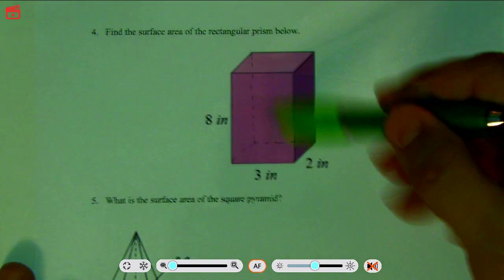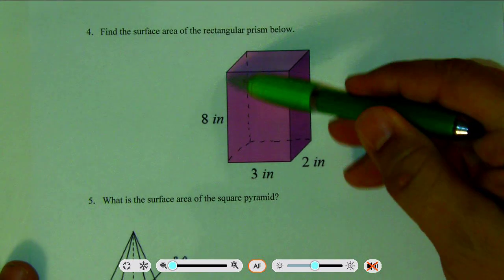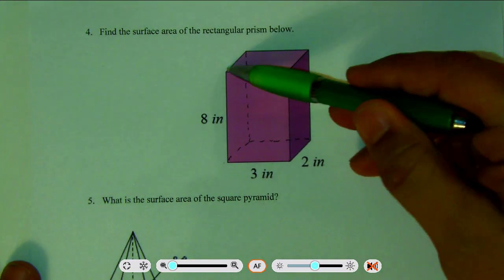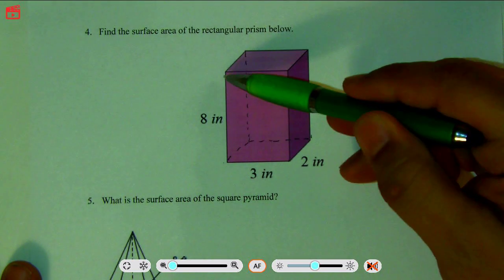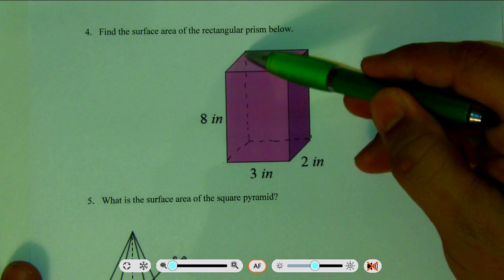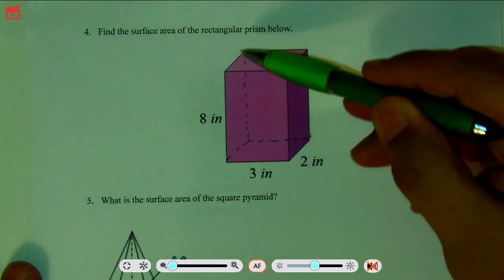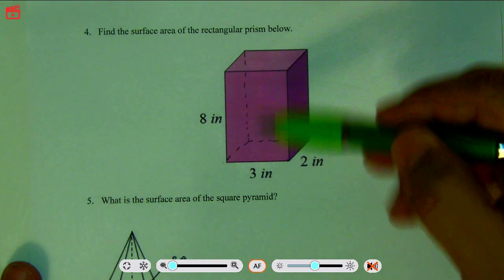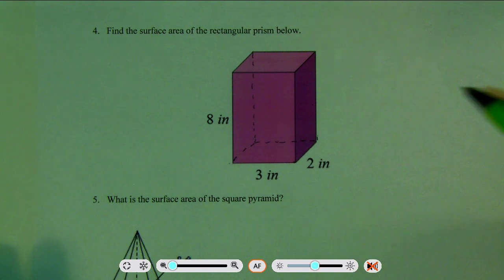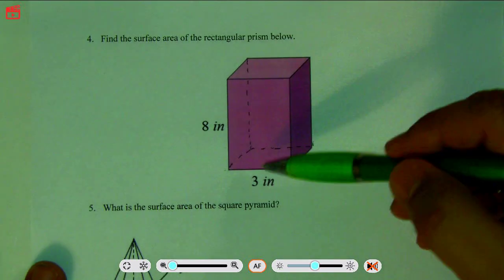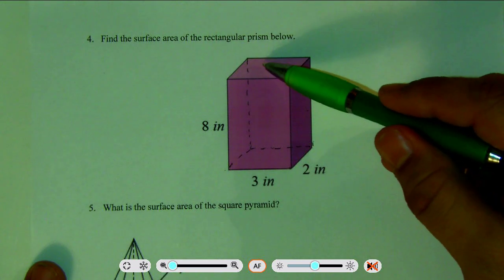But something to notice about a rectangular prism, really any box, the front of the box is always the same as the back of the box. They're the same size rectangles. The left side of the box, the left face, is always the same as the right face. And then the top of the box is always the same as the bottom of the box. Go look at any shipping box, and you'll notice that the front and back are the same, the left and right the same, and the top and bottom are the same.